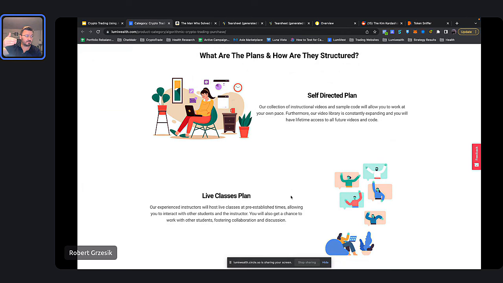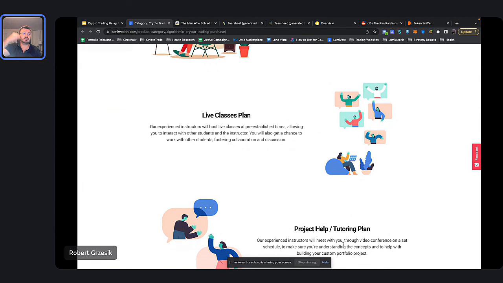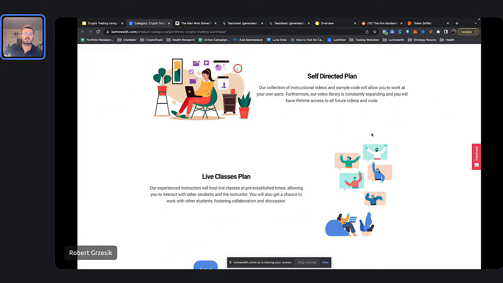And has everything from self-directed plus more. And then our Project Help Tutoring plan has all of that plus more, right? So again, self-directed, you get access to the videos, all the recordings, you get access to all of our code, and you get access to our community. You also get a bunch of support as well. If you need help with that, you can jump on video calls and all that, right?